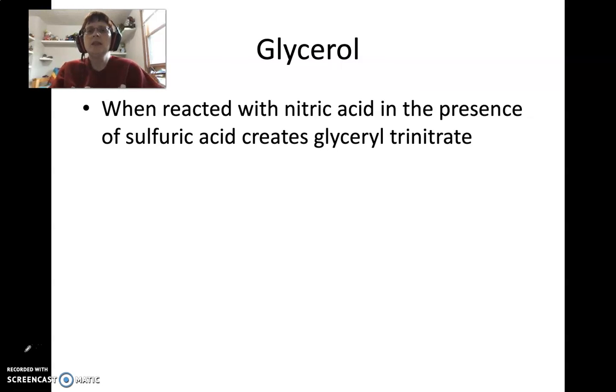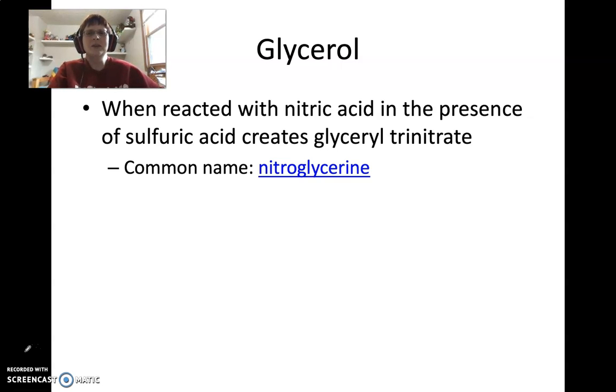can be used in products like toothpaste and lotions, but if we take glycerol and react it with something like nitric acid in the presence of sulfuric acid, we get a compound called glycerol trinitrate. And you might go, I don't know, what is that? Aha! It has a common name, and I bet you recognize that one. The common name for glycerol trinitrate is nitroglycerin.